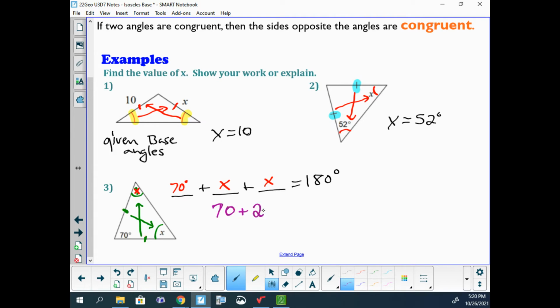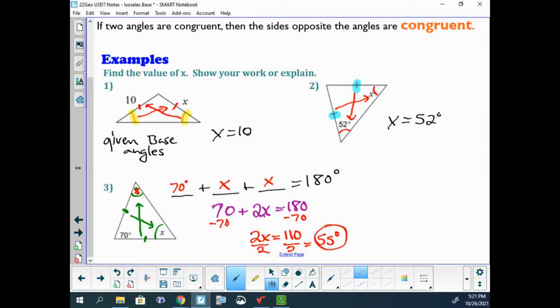X and x make 2 of them, 2 x's. And we can solve this for x by subtracting 70, getting 2x equals 110, and then dividing by 2, which gets you 55. So those base angles are both 55 degrees. 55 degrees plus 55 degrees plus 70 degrees equals the interior angles of a triangle, 180 degrees.